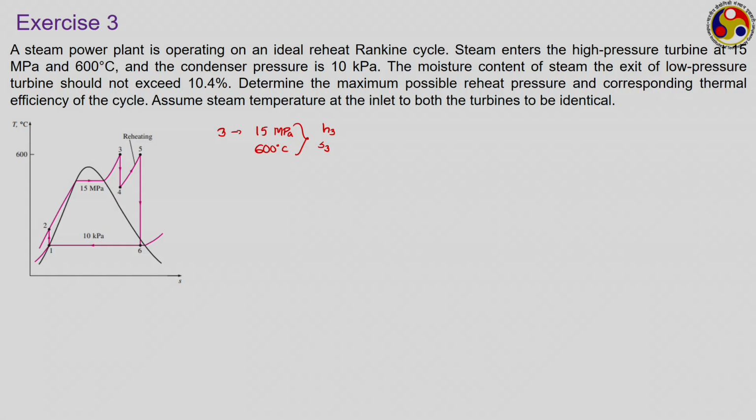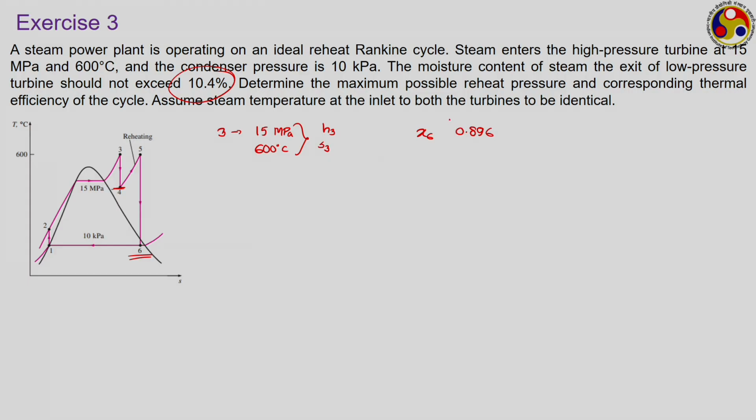And the condenser pressure is given as 10 kilopascal. The moisture content of steam at the exit of the low pressure turbine should not exceed 10.4%. That is, your point number 6, your X6 should be greater than or equal to 0.896, and in no case it should fall below this. So, what can be your maximum possible reheat pressure? That is, you have to calculate the pressure at this particular point 4, or I have to calculate pressure P4 or P5, which are the same.